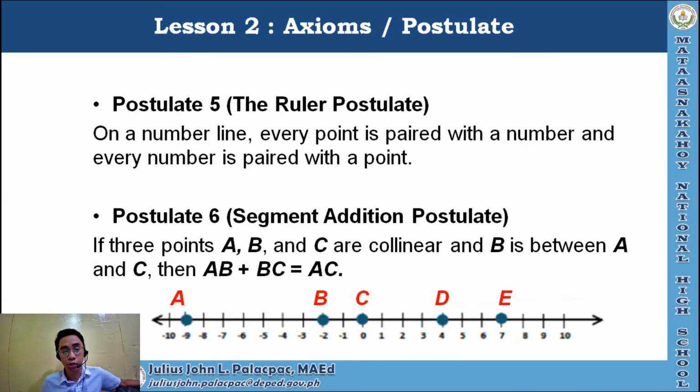So, the ruler postulate. Ano to? On a number line, every point is paired with a number and every number is paired with a point. Postulate 6, segment addition postulate: if three points A, B, and C are collinear, sabihin nasa isang linya, and B is between A and C, then AB plus BC equals AC. So, kapag tatlong points ay collinear at ang B ay nasa gitna, kapag pinag-add natin ang line segment AB plus line segment BC, ang sagot ay the distance of A and C.